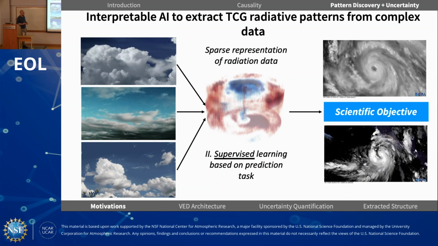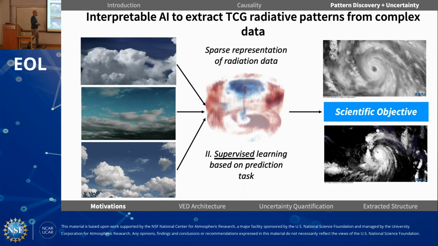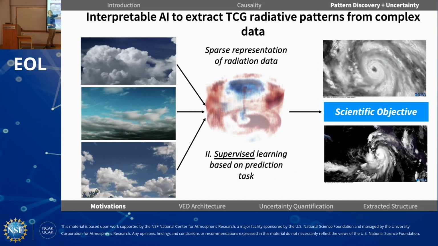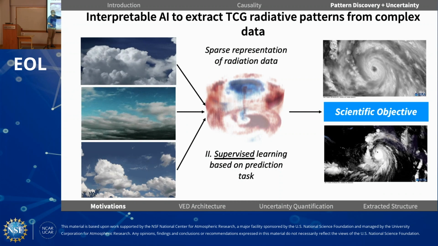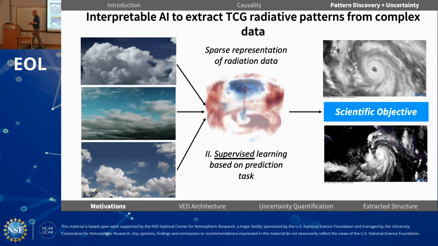So in terms of scientific knowledge, one thing that's particularly useful is what this structure tells us physically, and how it relates to the distribution of clouds in a tropical cyclone.